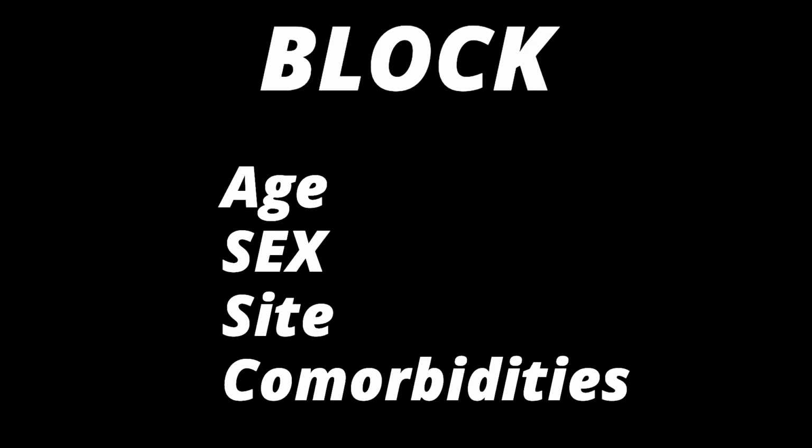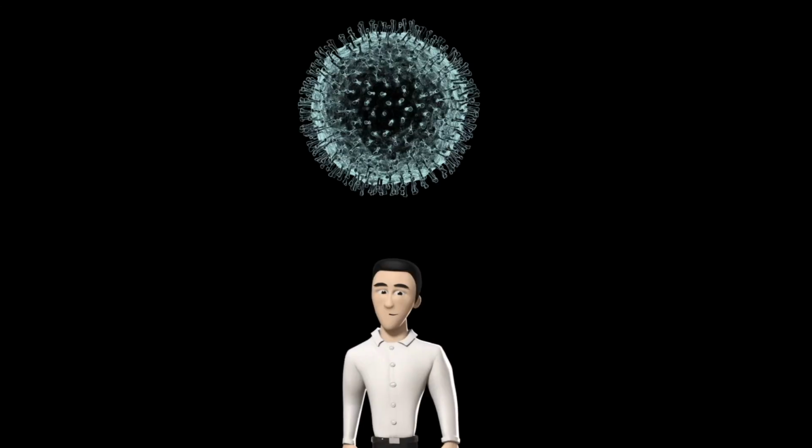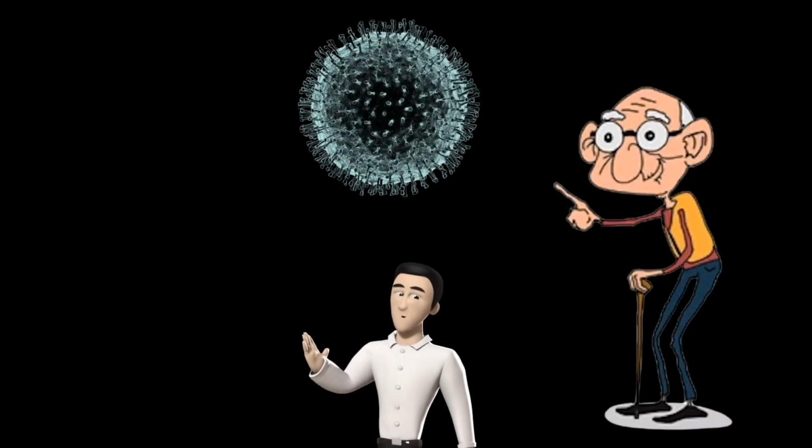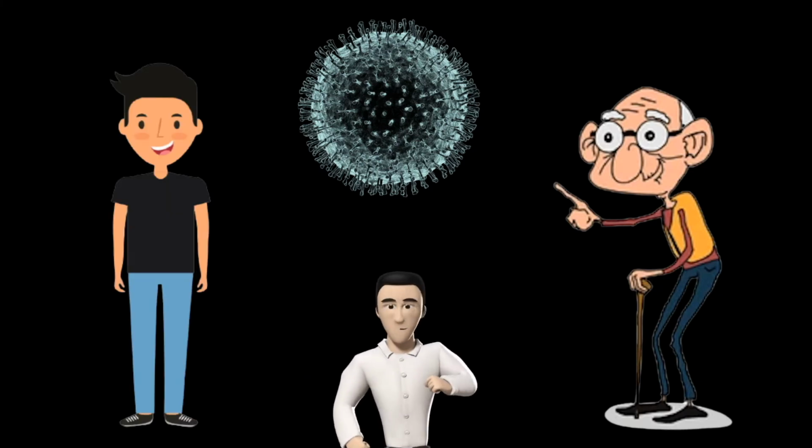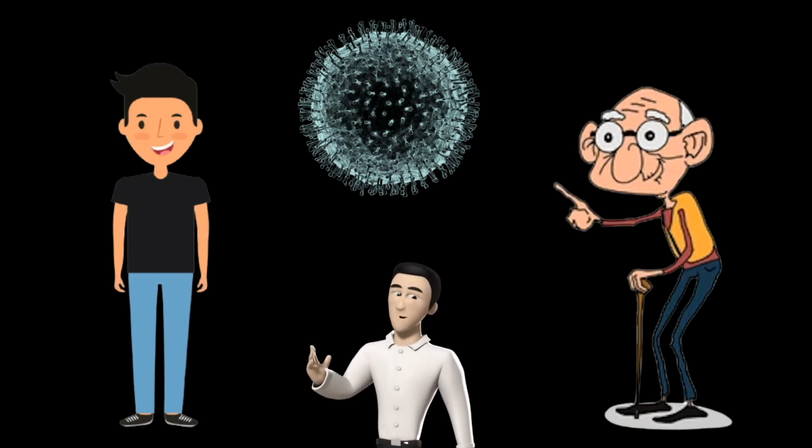It means there are certain characteristics in the population which can affect your outcome, like age, sex, site, and comorbidities. So you want to make them equal, or you want to stratify your population so that it is equally divided in the two groups. So take for example of COVID-19, you have two groups, age, old and young.